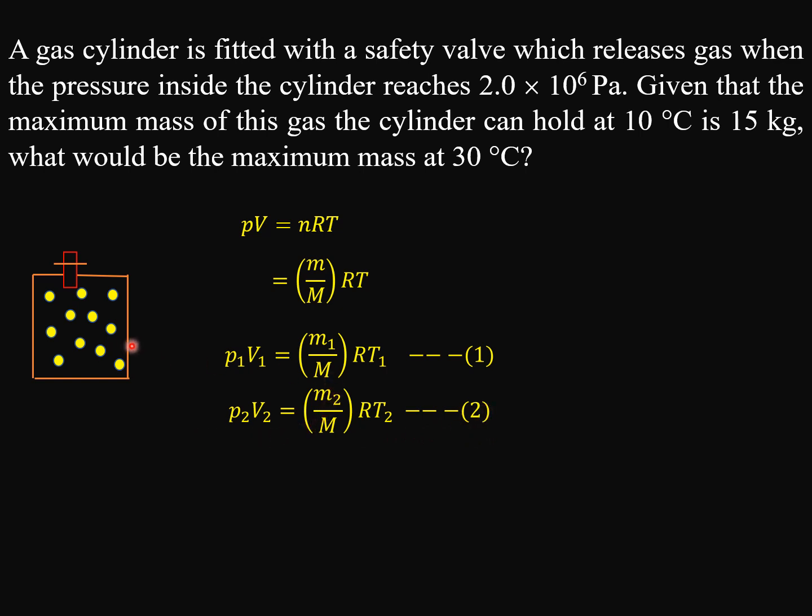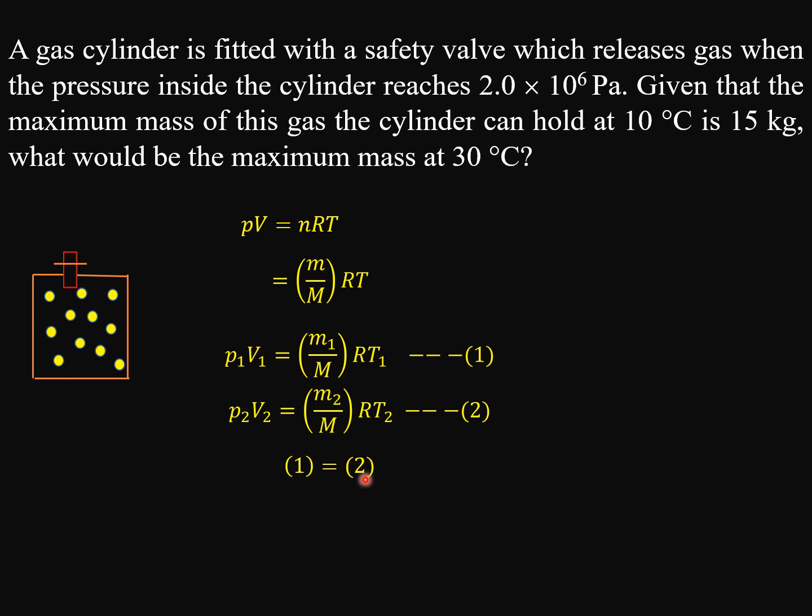Now, since the gas that we consider in the cylinder is the same, the capital M, the molar mass, is the same. The mass would change before and after for the different states, so M1 and M2 are different. R is the same, temperature is different. V1 and V2 would be the same. And P1 and P2, since we are considering the moments when the gas pressure achieves the maximum value, 2.0 times 10 to the power of 6 Pascal, are also the same.